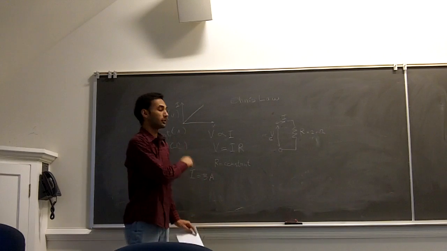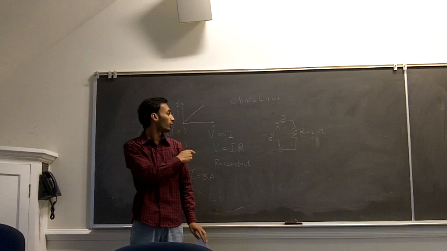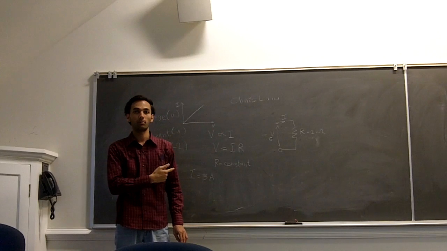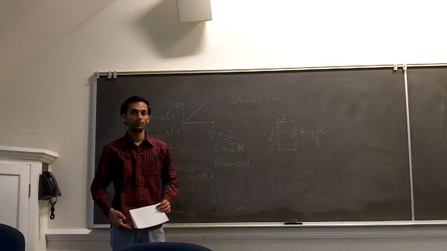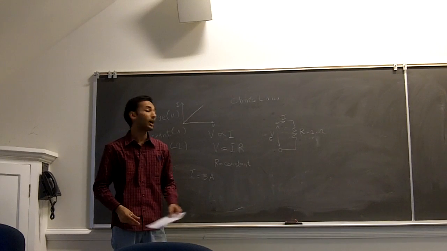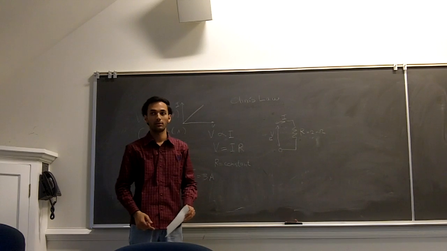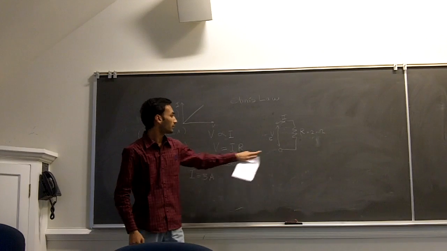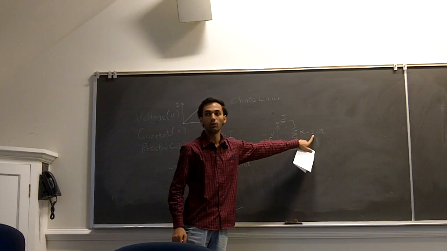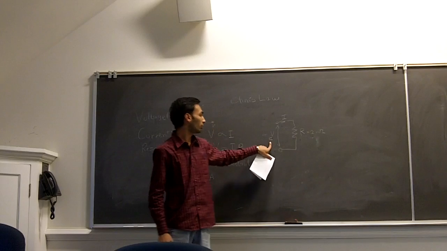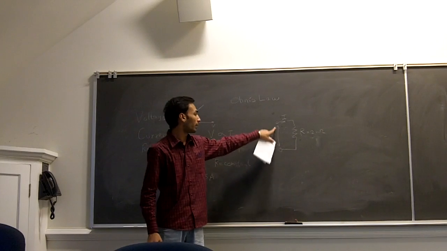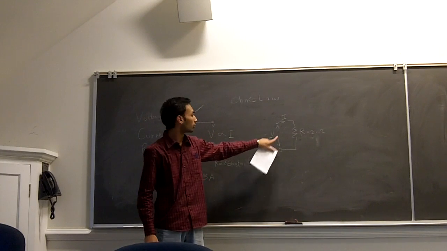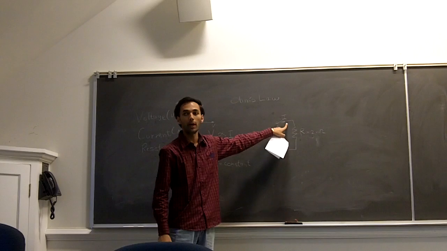Now, does anybody have a question on this topic? You said R is constant, so this R is constant. Yeah, it can take any value, like R is 2 ohms, so it is constant. And when you apply a voltage of 6 volts, the current should be 3 amperes.